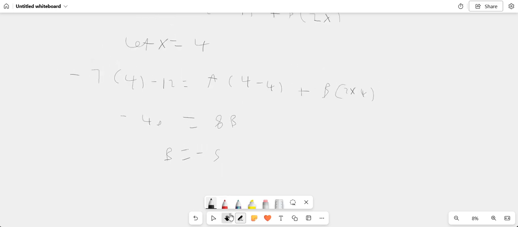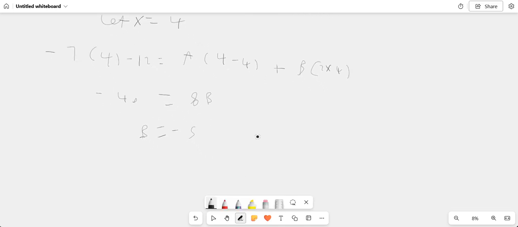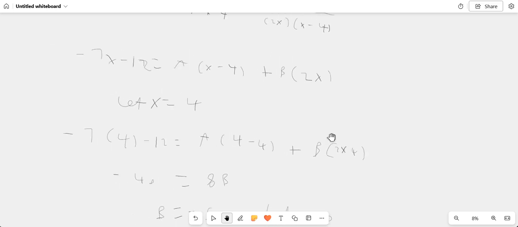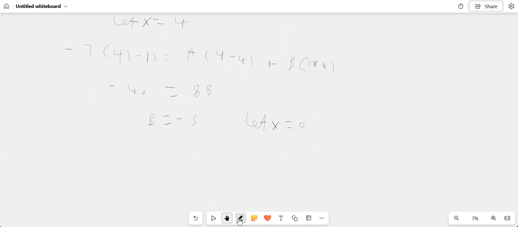Now let x equal 0. The reason I'm doing that is because the other bracket we had was 2x. And so the solution of 2x is always x equals 0, or anything times x. If there's no addition or subtraction, it's just something times x, then it's always 0. Because if I put 0 into here, 2 times 0 is 0, 0 times b is 0. So let x equal 0.